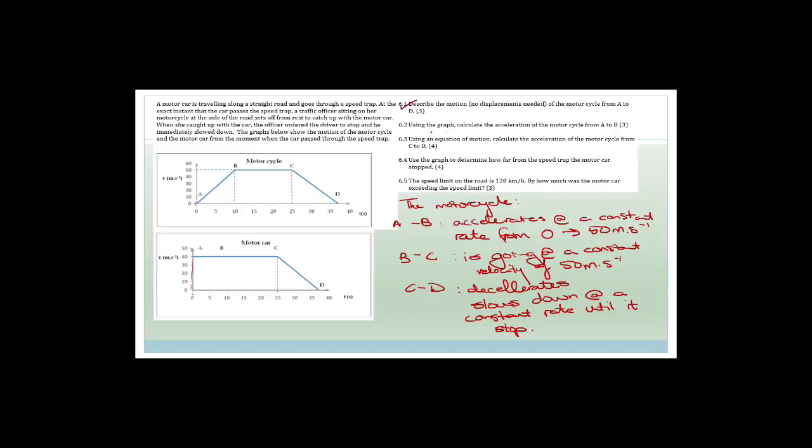Now it says, 6.2. Using the graph, calculate the acceleration of the motorcycle from A to B. Okay, so it says using the graph. So they do not want you to use equations of motion. They want you to use the graph, which means that we need to use the gradient, because acceleration is change in velocity over change in time, which in this case is going to be the gradient. So we are going to say it is this velocity here, which is 50, minus the original velocity, which is 0, over the time, which is 10 minus 0, which works out to be 5 meters per second squared. And then obviously it is forwards, okay? Because it's an acceleration, which is a vector, which means you have to have a direction. Right, so let's move on.